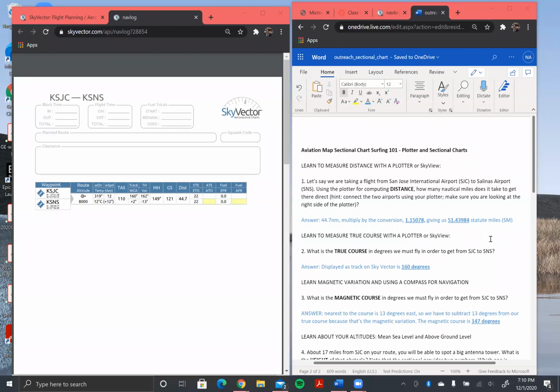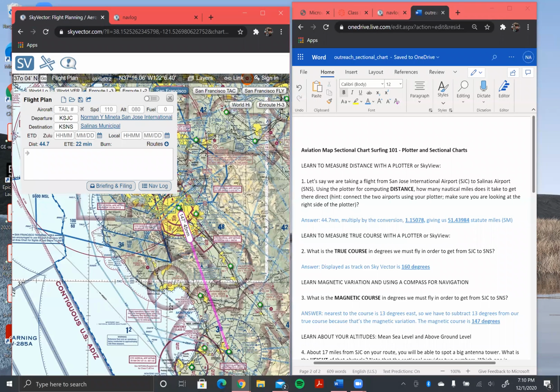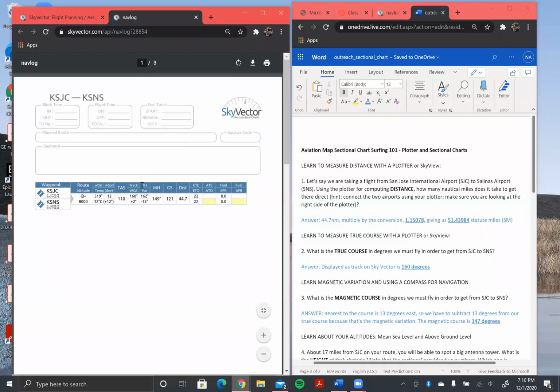All right, number two, looking for the true course in degrees when we fly over from SJC to Salinas Airport. So if we go back to the SkyVector, it says on the nav log that the track is 160 degrees. And so that's what's going to be the true course, 160 degrees.